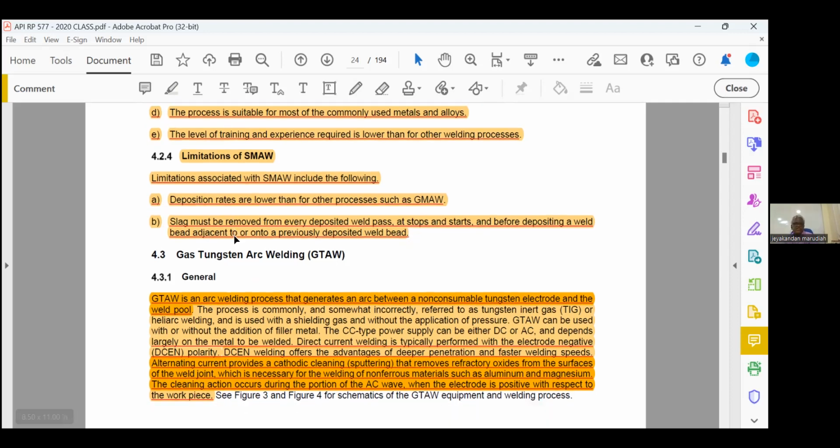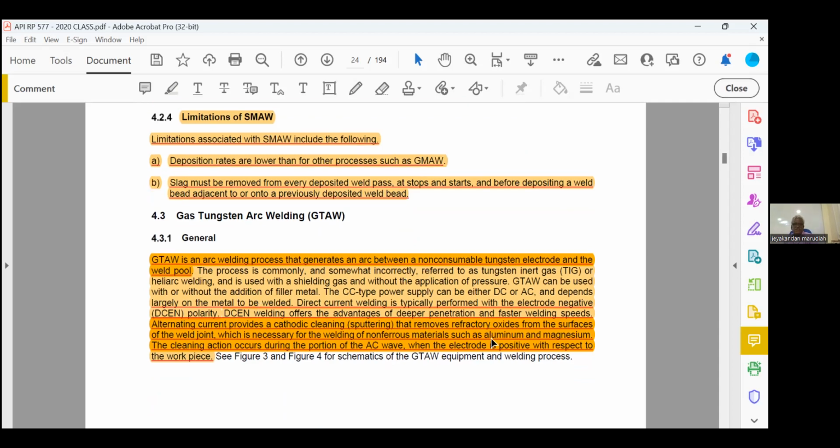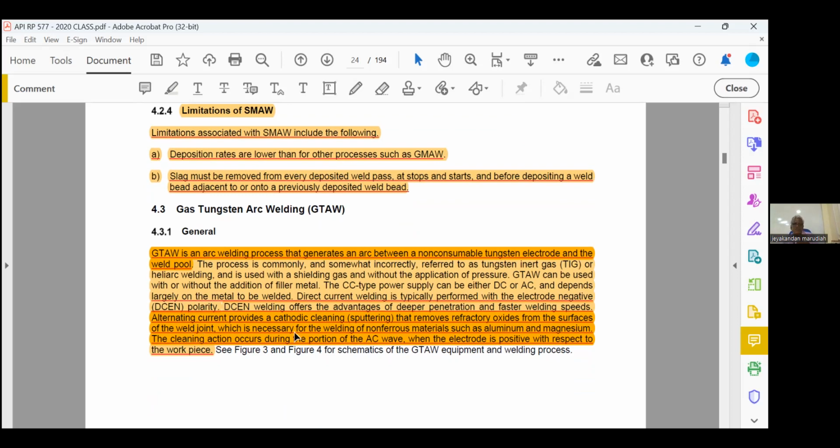Okay, so please take GTAW, first line: process that generates an arc between a non-consumable tungsten electrode and the weld pool. And this three lines: alternating current provides cathodic cleaning that removes refractory oxide from the surfaces, which is necessary for welding non-ferrous metals such as aluminum and magnesium. Highlight that one.